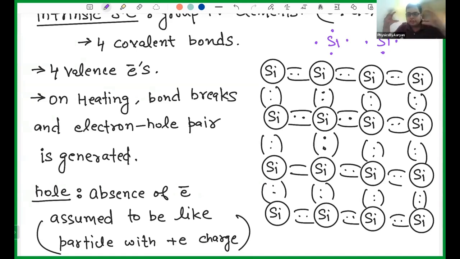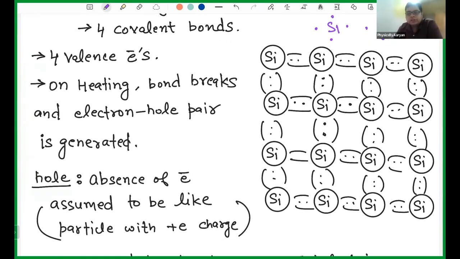So this silicon and this silicon will combine together. Similarly, this silicon and the lower silicon will combine. This and the upper will combine. This and the left will combine. And all these combinations you can see very nicely. This is what is inside the silicon element or material.